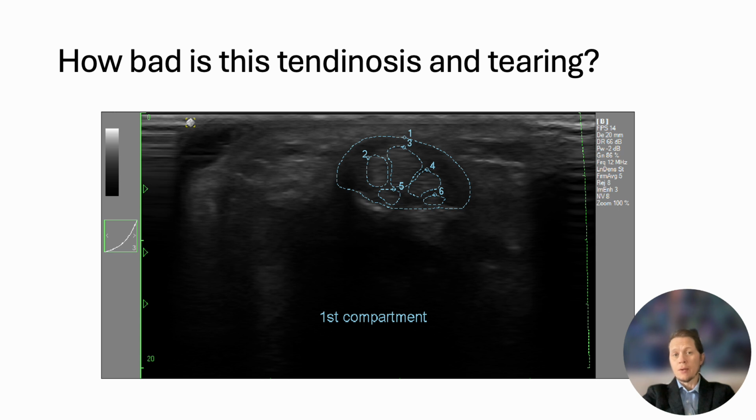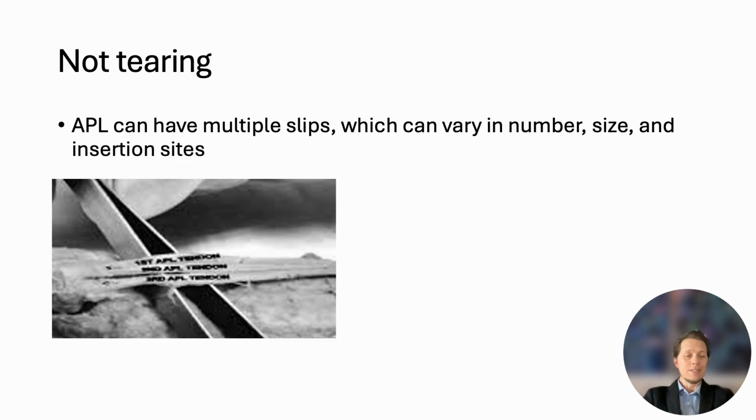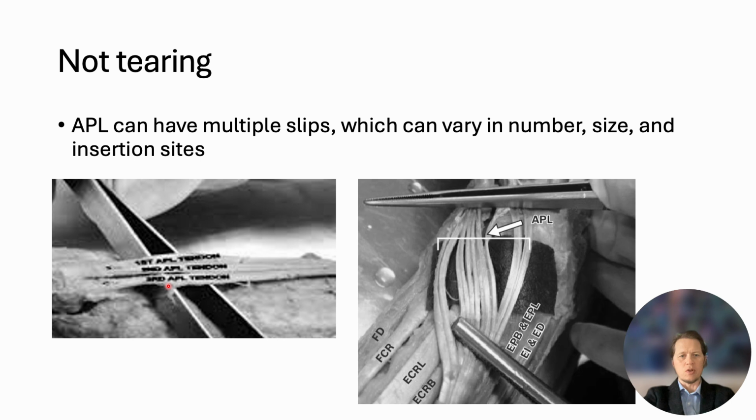So how bad is our case of tendon tearing? Well, it's not. And that's why this is somewhat interesting. If you've never come across this, the first time a student picks up on this, it's pretty fascinating. There are multiple tendon slips of the APL tendon in some cases. In this one, there are 3 of them. In this one, there's like 6 or 7.